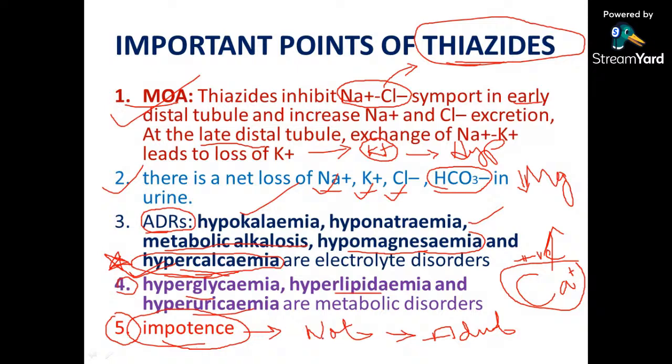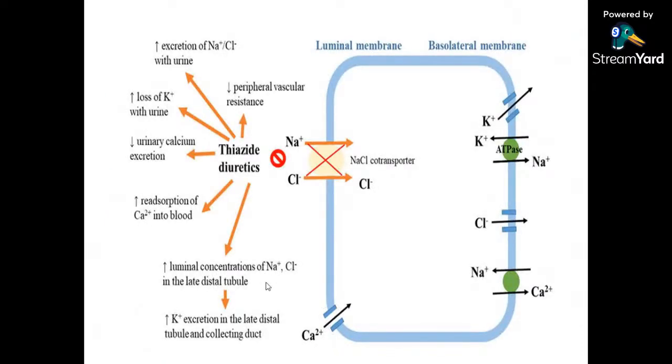So it is not a good choice in sexually active candidates, especially adults. Now, so this is the summary of thiazide diuretics. I was telling that thiazide diuretics will increase the excretion of sodium and chlorine. It will increase the excretion of potassium. It will decrease the calcium excretion.